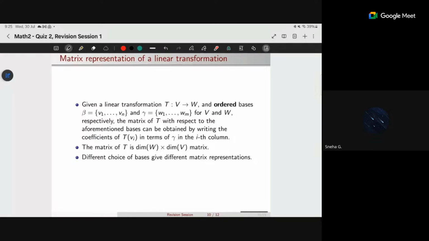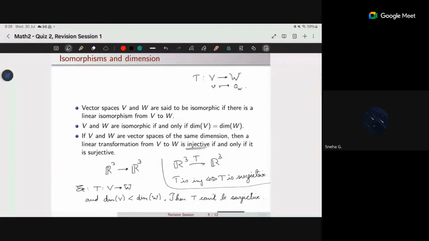I've heard something like that too, that if you go the opposite way, like R3 to R2, then it can't be injective. Dimension of W is less than dimension of V, then T can't be injective, right? Yes, sir. Yeah, we'll try to prove both of these at the end.